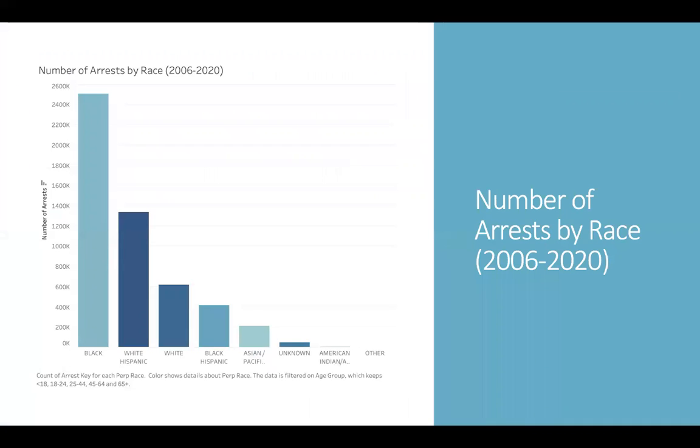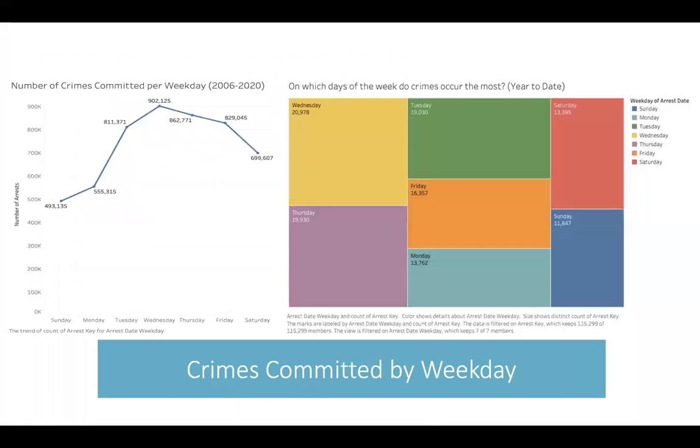And in this bar graph, you can see that in terms of the number of arrests made by race, Black individuals have the most arrests made within that 14-year gap, compared to Black Hispanic, which is much lower.